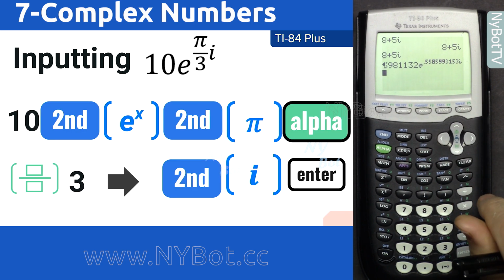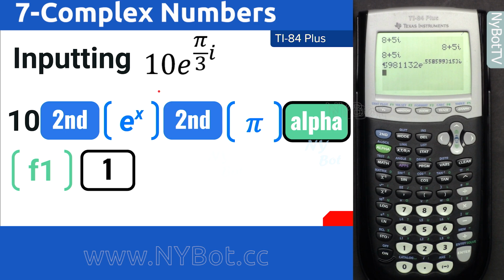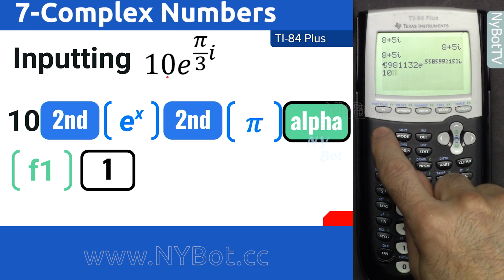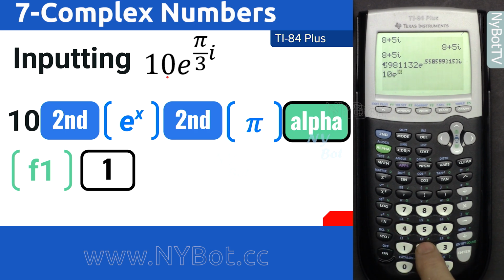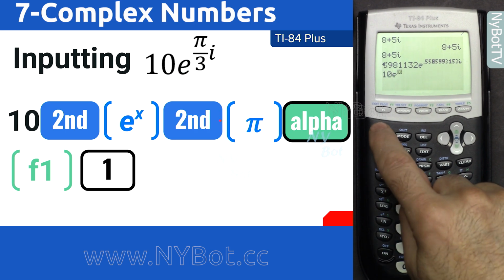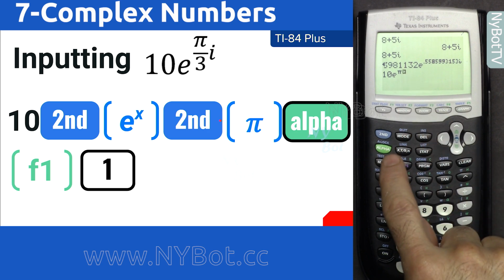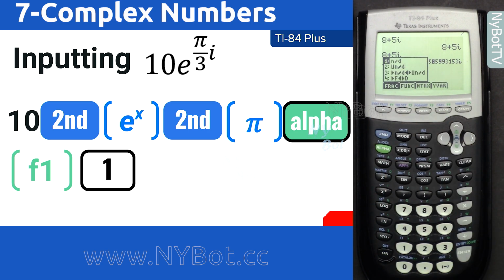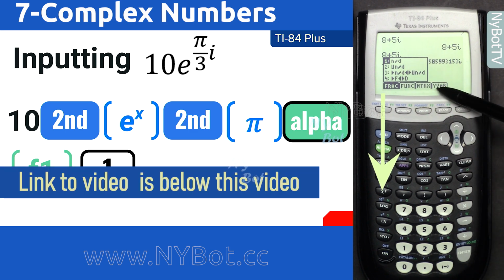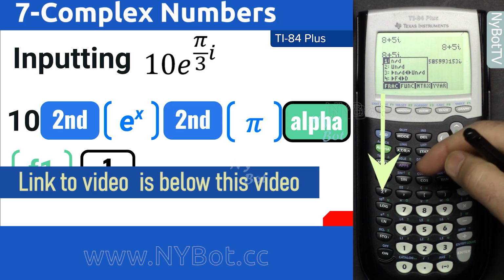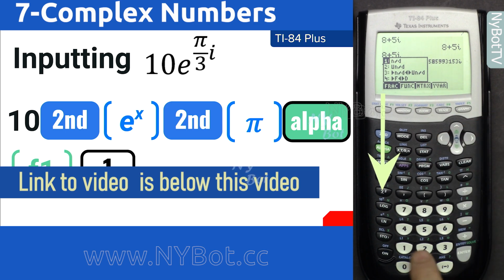complex value. Now let's input this expression here: 10, second function e, and then second function pi. We bring the fraction by pressing this alpha F1, and if you don't see this expression, it means your calculator needs to get updated. I have a separate video on how to update the OS. The link is below the video in the description.